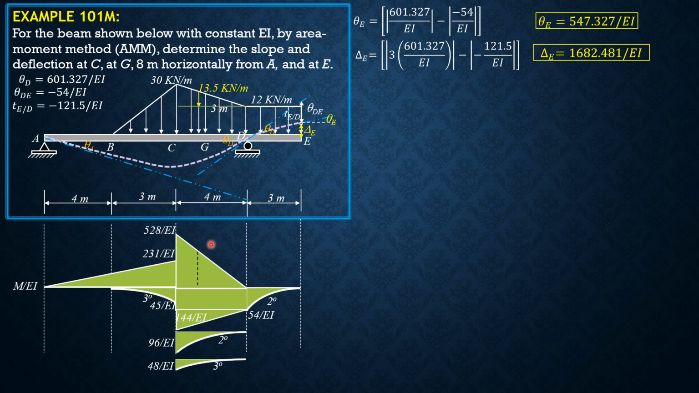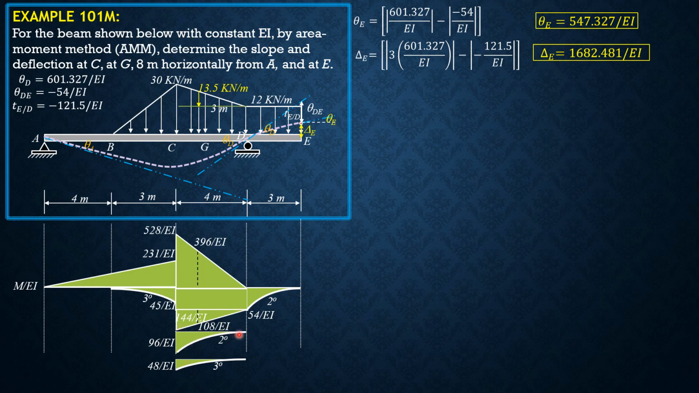So we project it here. The value here is 3/4 of 528, and that is 396. So this remains 54. This one is 3/4 of 144, 108 over EI.